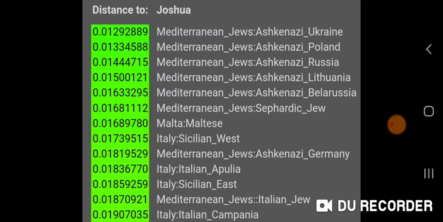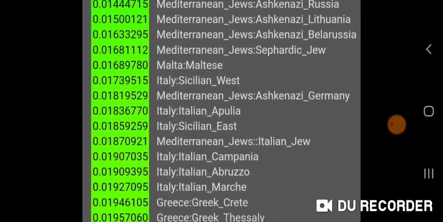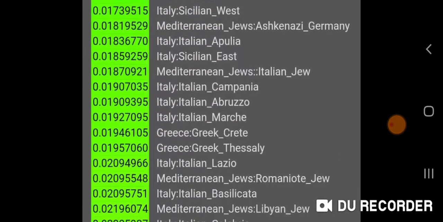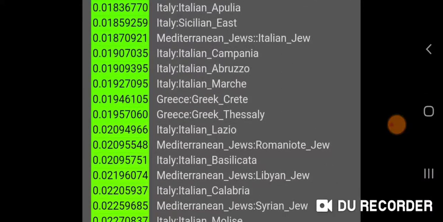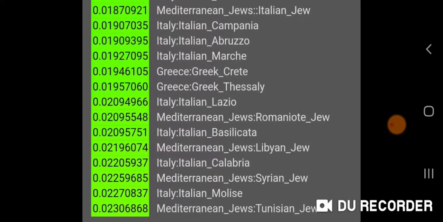But you can see Malta, after Sephardic Jew, Malta, Italy, Sicilian West, there's Ashkenazi Germany, Italian Apulia, Sicilian East, there's Italian Jew, Italian Campania, Abruzzo, Marche, Greek Crete, Greek Thessaly, Italian Lazio. Then I get Romaniot Jew, closer distance than scaled, Italian Basilicata. I get Libyan Jew, closer than scaled, Italian Calabria, Syrian Jew. I get in my top 25, which I do not get with scaled, and then Italian Molise. And then to round up my top 25 in distance, I get Tunisian Jew.